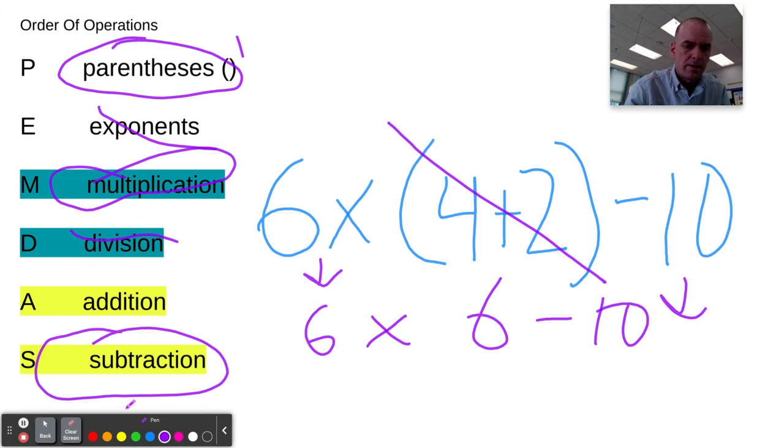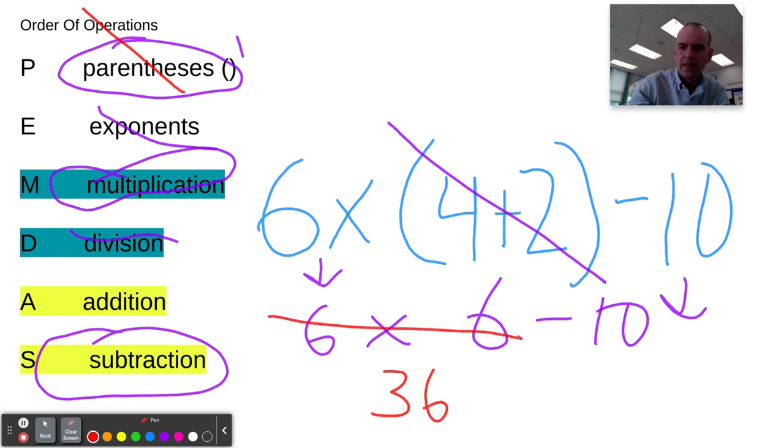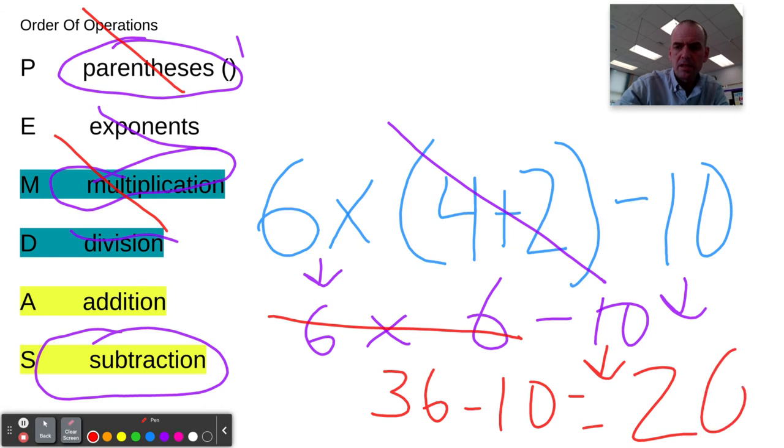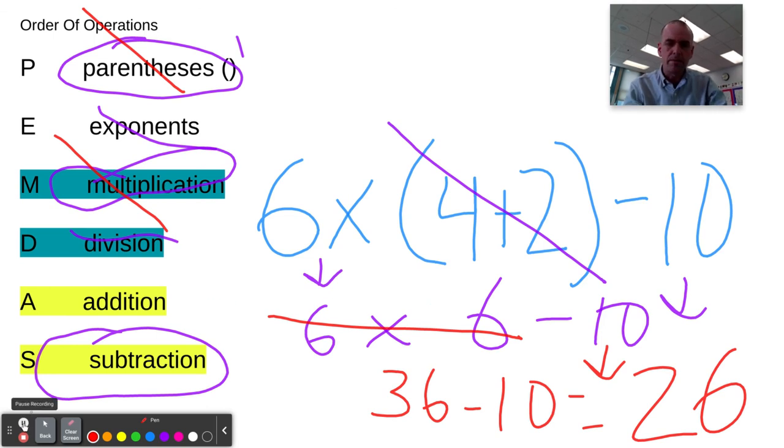All right, then moving on, we have done parentheses, so now we do the multiplication. We're going to do 6 times 6 is 36. We cross that off because we've done it, and then we bring down the last part, which is minus 10. Done the multiplication, 36 minus 10 equals 26. Okay, I hope this helps. As you do the worksheets, it'll take a while to get used to it, but you will get used to it. Good luck.